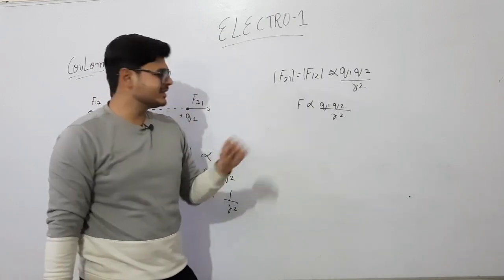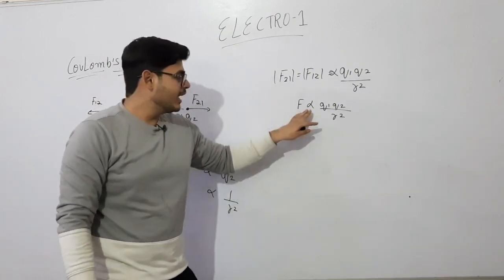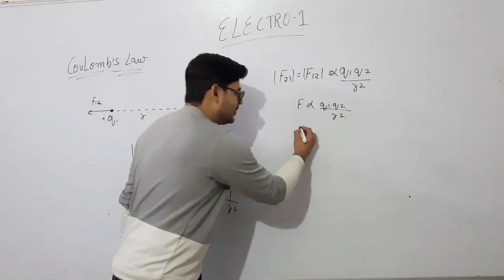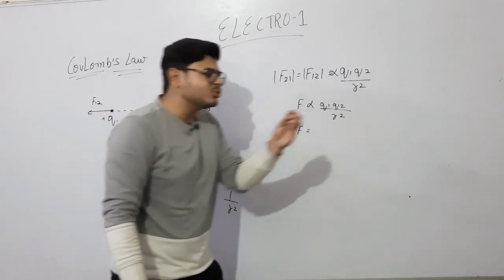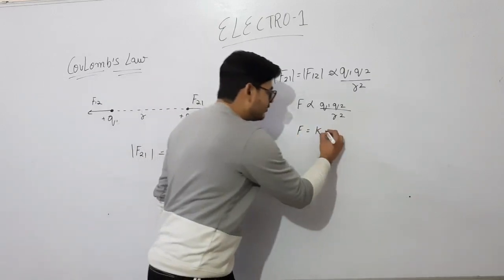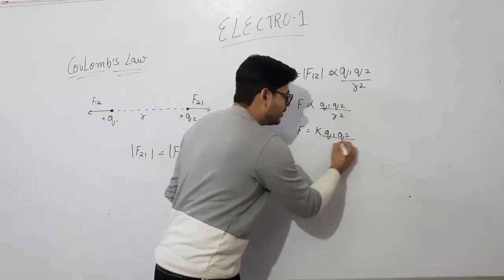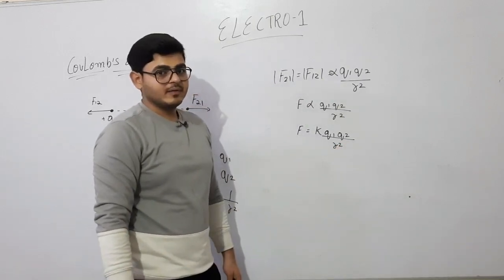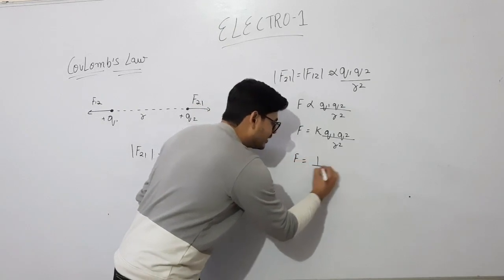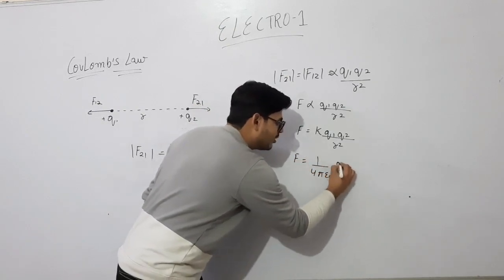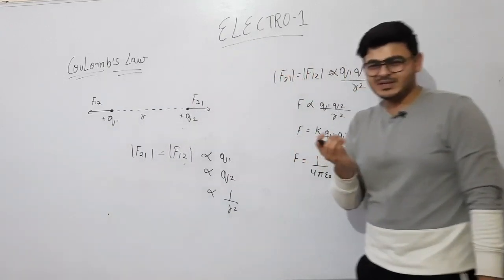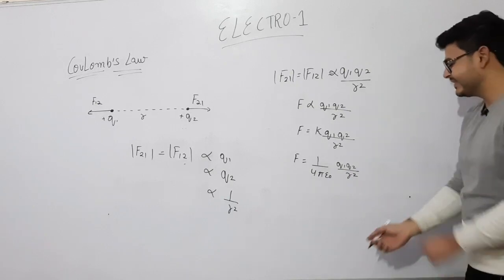So basically force is directly proportional to Q1 Q2 by r square, right? There is a basic property I am going to use here. If I replace the directly proportional sign by an equal sign, I have to put some constant here, so I am putting a constant times Q1 Q2 by r square. And this constant has a certain value, you have to cram it: 1 by 4 pi epsilon naught, Q1 Q2 by r square. Yeah, it sounds very cute.